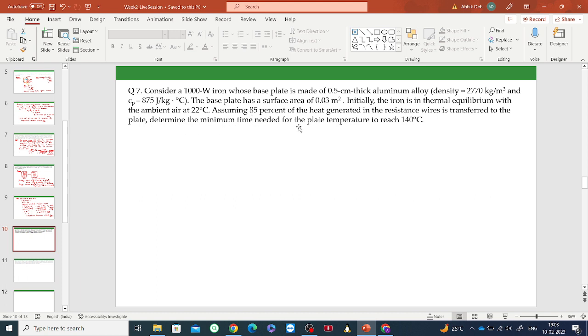Determine the minimum time needed for the plate temperature to reach 140 degrees Celsius. So you have said that at 140 degrees Celsius you will start to press whatever cloth you are willing to press. So what will be the time required for the iron to heat up to that temperature? Basically this is also a significant practical problem, because most of the modern irons are designed for a very wide variety of clothes.